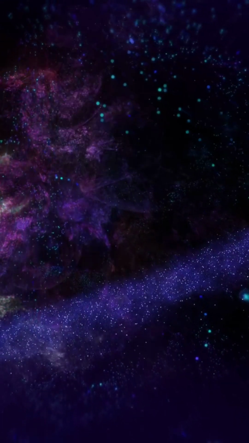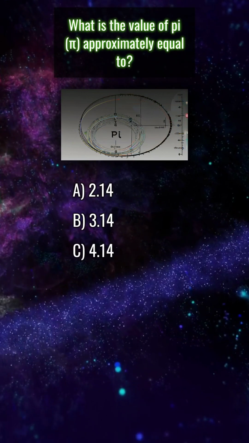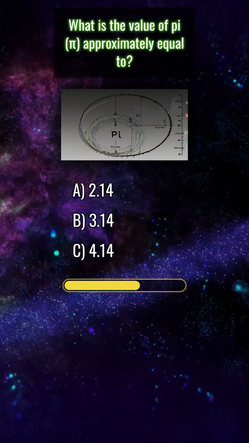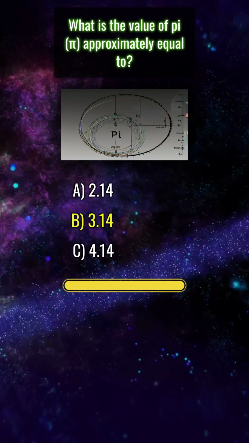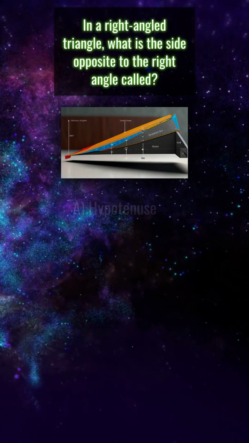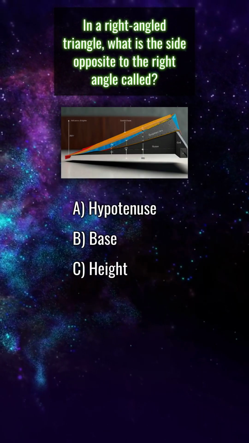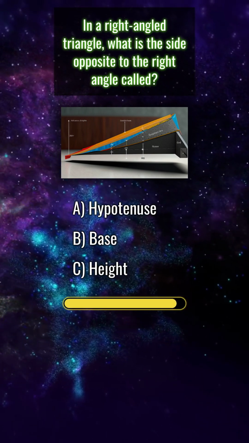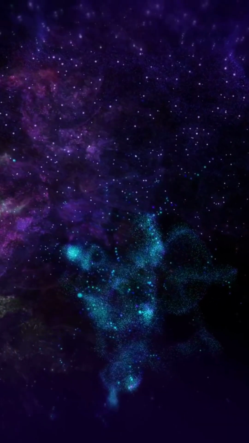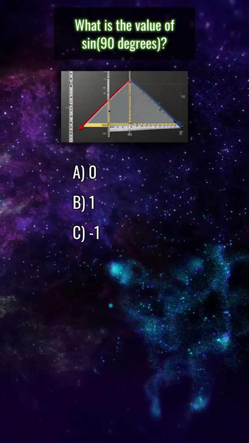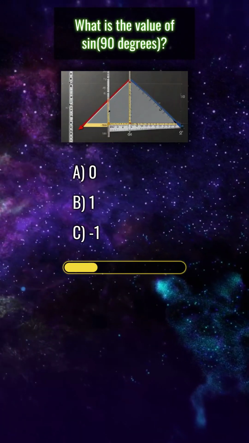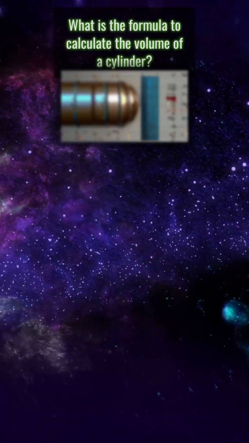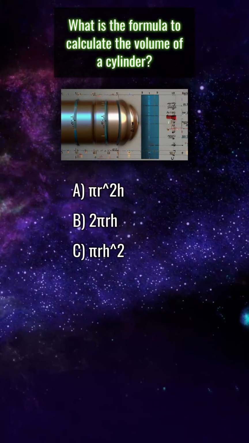B. 1. What is the value of pi, approximately equal to? B. 3.14. In a right-angled triangle, what is the side opposite to the right angle called? A. Hypotenuse. What is the value of sine 90 degrees? B. 1. What is the formula to calculate the volume of a cylinder?